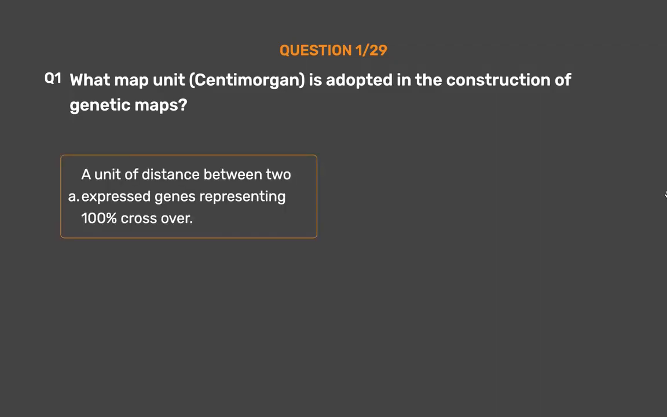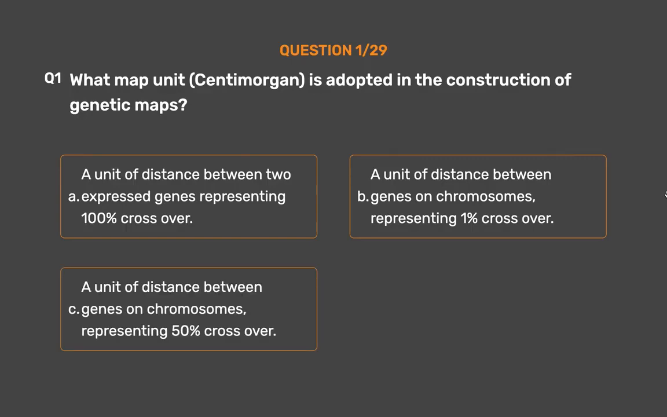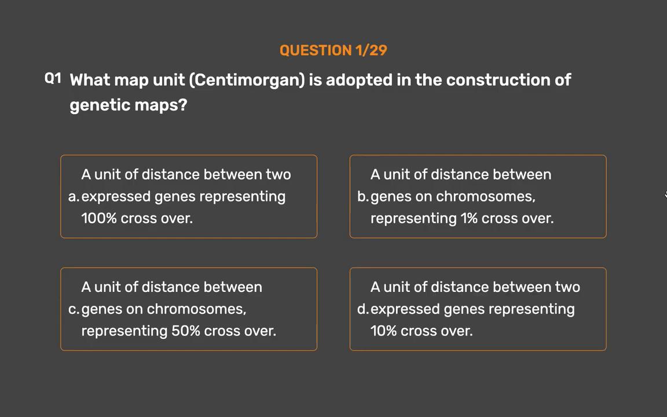Option A. A unit of distance between two expressed genes representing 100% crossover. Option B. A unit of distance between genes on chromosomes, representing 1% crossover. Option C. A unit of distance between genes on chromosomes, representing 50% crossover. Option D. A unit of distance between two expressed genes representing 10% crossover.